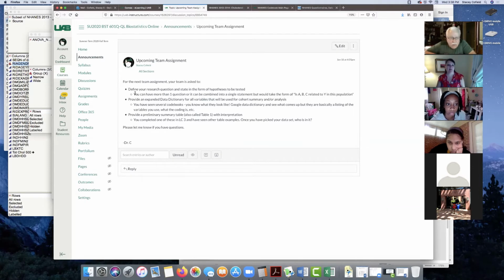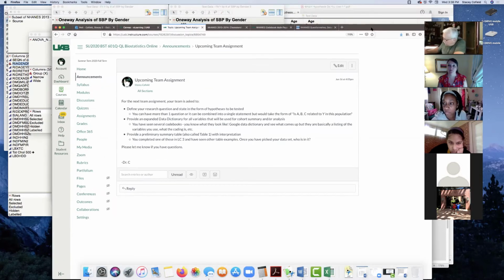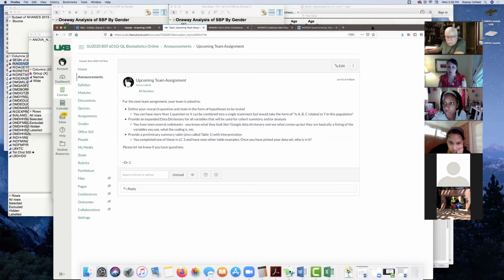Upcoming team assignment announcement. Okay. So I made an announcement about this last night: provide an expanded data dictionary. So you guys have been looking at them as code books. The code book takes the raw data, how it was entered, into analyzable data. Your data dictionary does the same thing, just takes it one step further. So let's say in your code book, it takes the 1 through 7 on race and gets you the named categories.